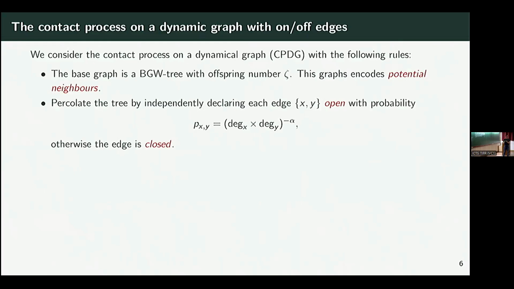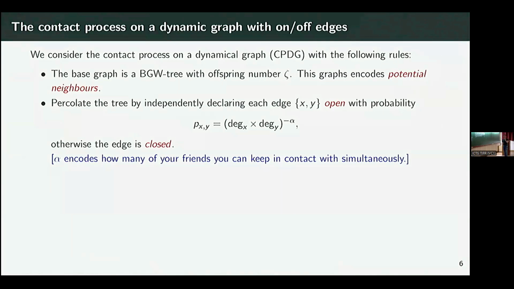I'll start by independently percolating my tree, declaring each edge open with some probability and otherwise closing this edge. Now, in this probability, I'm choosing to make my life harder if my degree is already large. And I do it in a very specific way, and we can come back to this. So the probability that an edge xy in your tree is open is proportional to the product of the degrees to some power minus alpha. So this alpha encodes how much you penalize vertices that have high degree. The idea is that even if you have lots of friends, maybe you're not always in contact with all of them at the same time. Maybe even if you're really popular, there's some constraint on you.